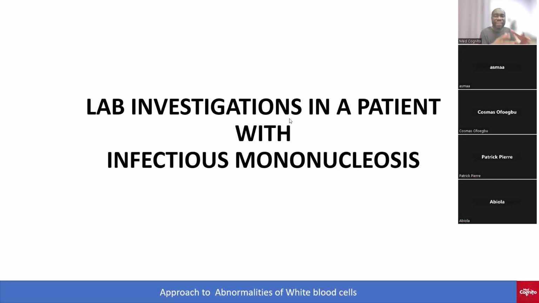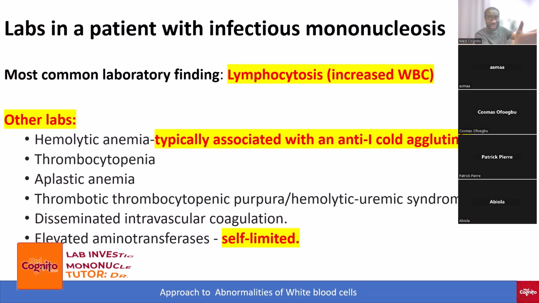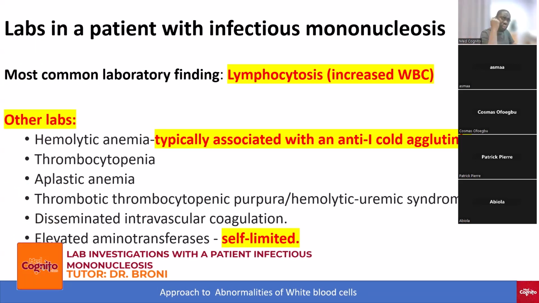So, lab investigations in a patient with infectious mononucleosis. This is also something very important you need to note. What is the most common laboratory finding in a patient with infectious mononucleosis? The answer is lymphocytosis. Remember, we are dealing with approach to abnormalities of white blood cells, and that is what led us here. So what is the most common laboratory finding?